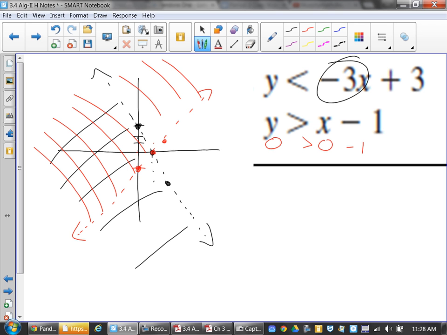Where it's double shaded, all points within that double shaded region are valid points for both equations. And that's what we're looking at. So do we circle it? No. Didn't we do this in algebra?